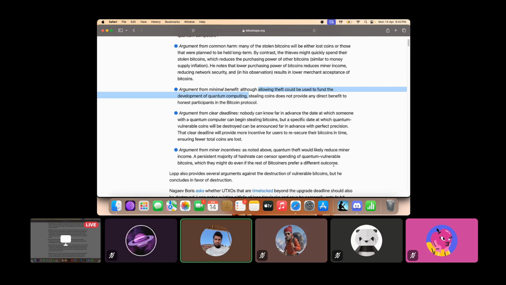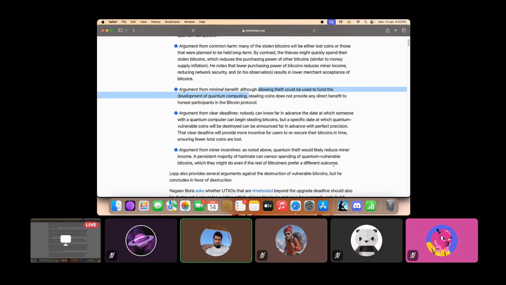So if I'm a miner, I can censor mining quantum vulnerable transactions because I don't want thieves to get access to quantum vulnerable coins and then sell them. Because if thieves get access to quantum vulnerable bitcoins and they sell them, then the price goes down. And if the price goes down, mining becomes less profitable for me. So what will I do to preserve it?